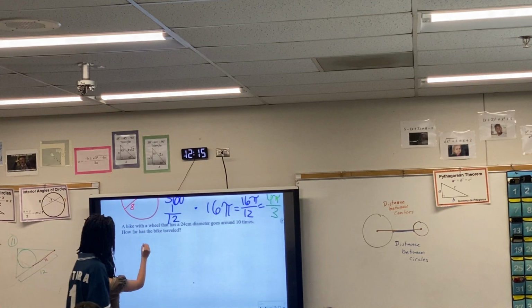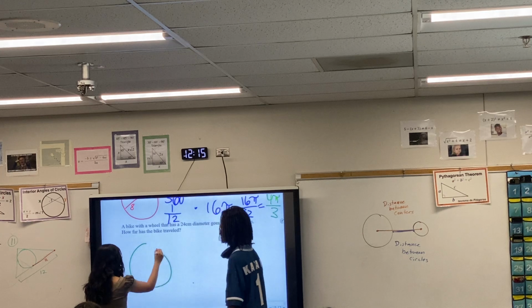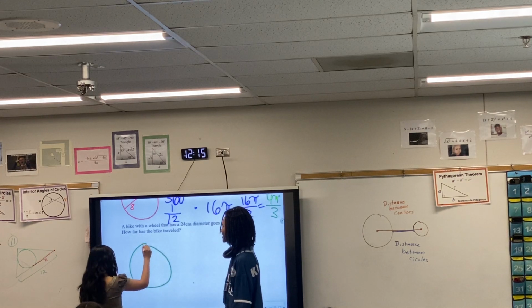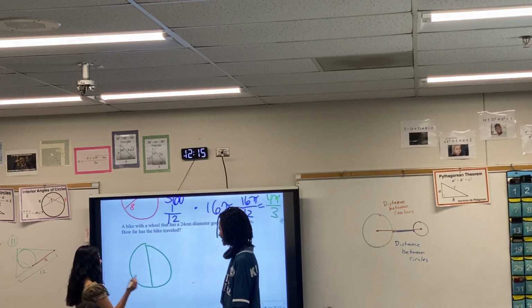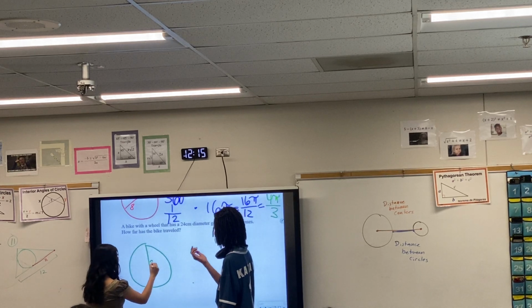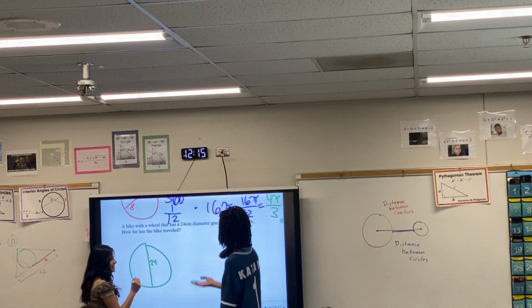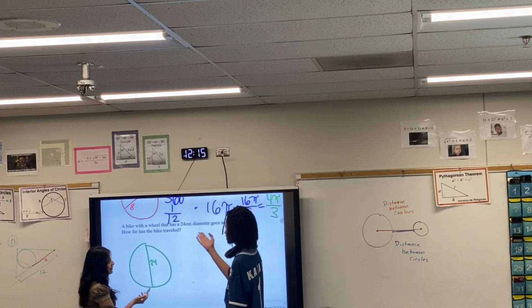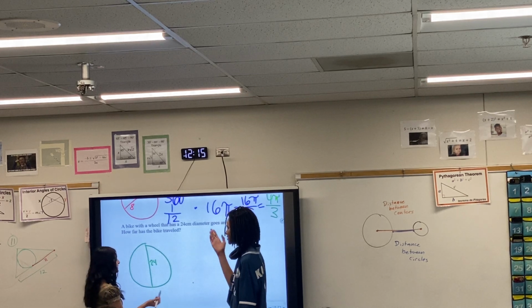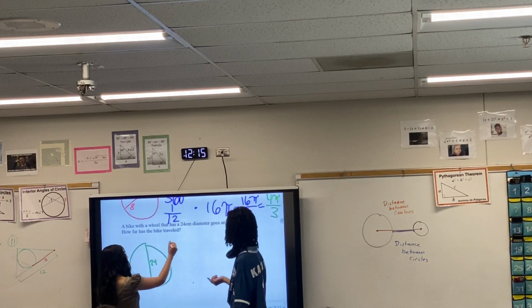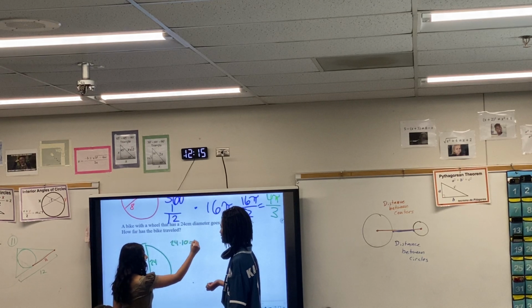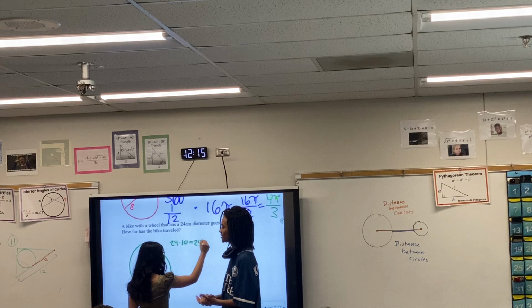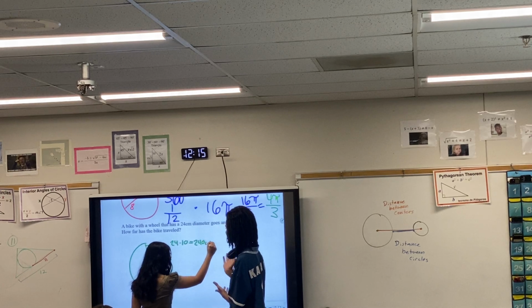So as she draws it out, we were basically just saying, because the diameter is only 24, and if it's going around 10 times, it would be 24 times 10, which is 240 centimeters. That's what we got.